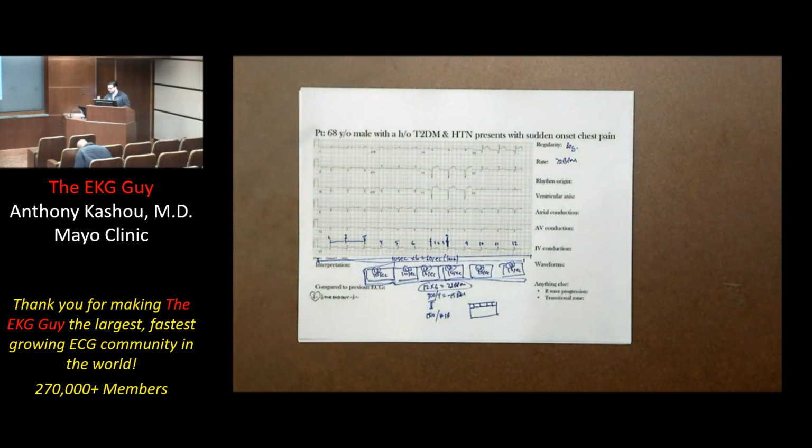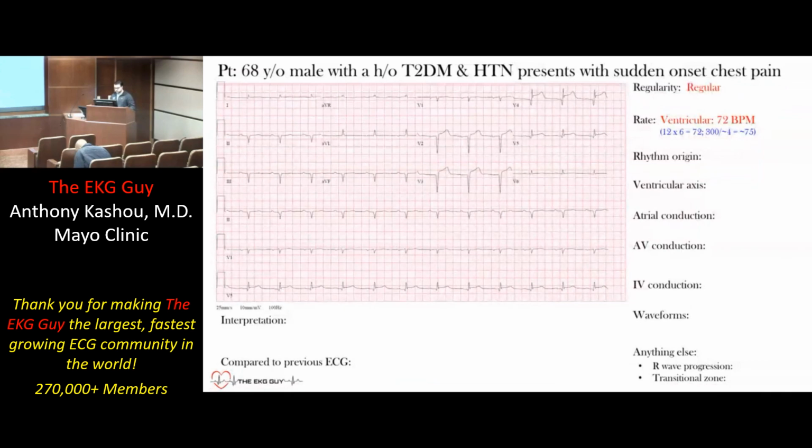All right, how about the rhythm origin? Where is this rhythm starting from? Sinus rhythm. Okay, and why do you say that? So we got positive P waves in 2. Okay, so it's positive P waves in 2, good.